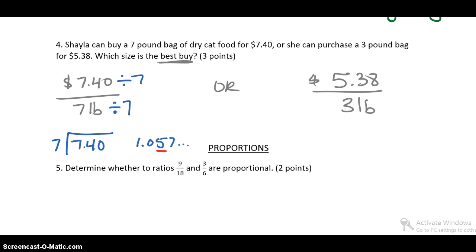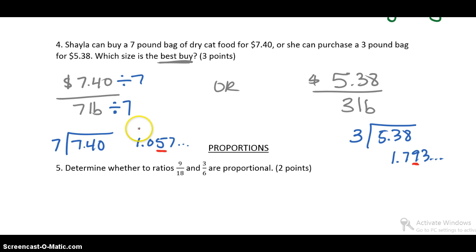So now the same idea goes for the second situation, $5.38 for 3 pounds. We put that $5.38 inside the division house, 3 on the outside, and when we do that long division, we get about 1.793, and it continues on. So again, we're going to stop at that hundredth place since we're talking about money.